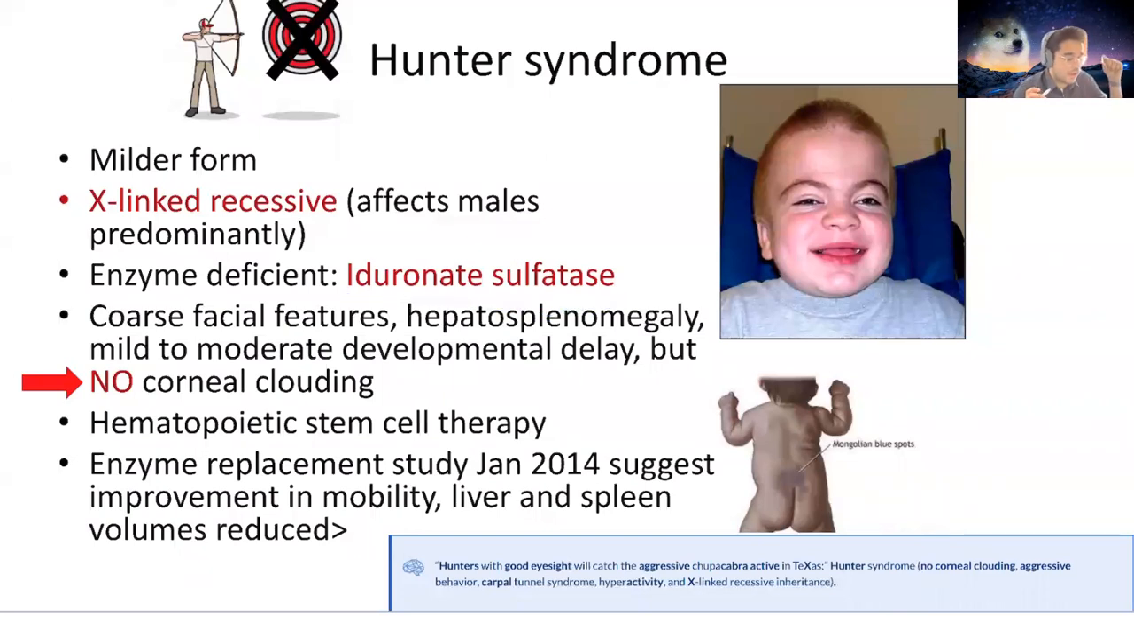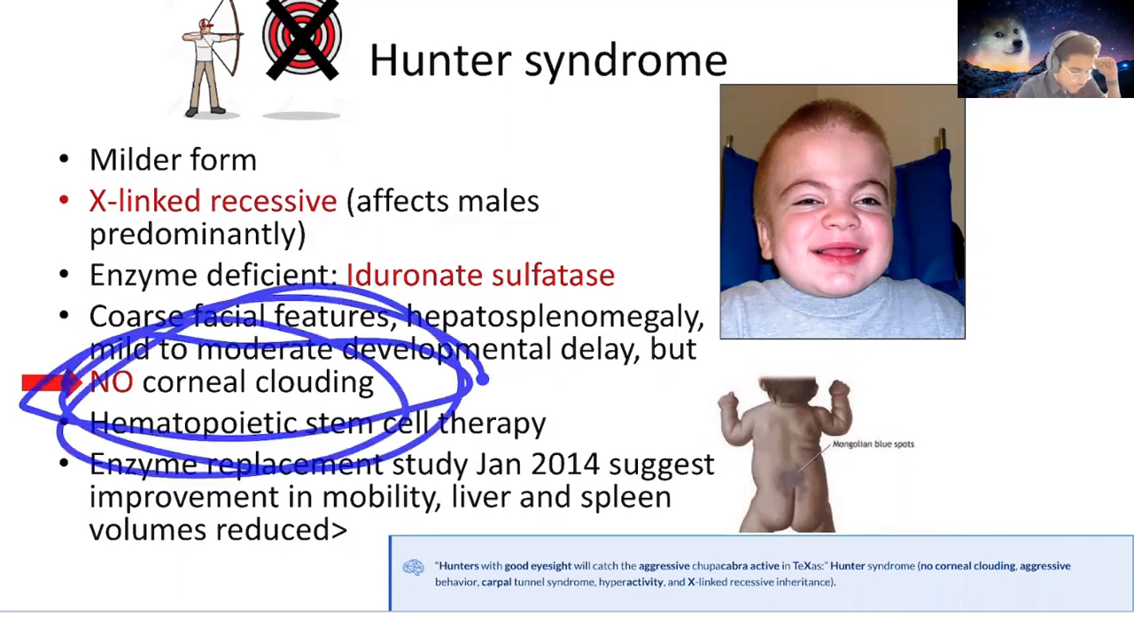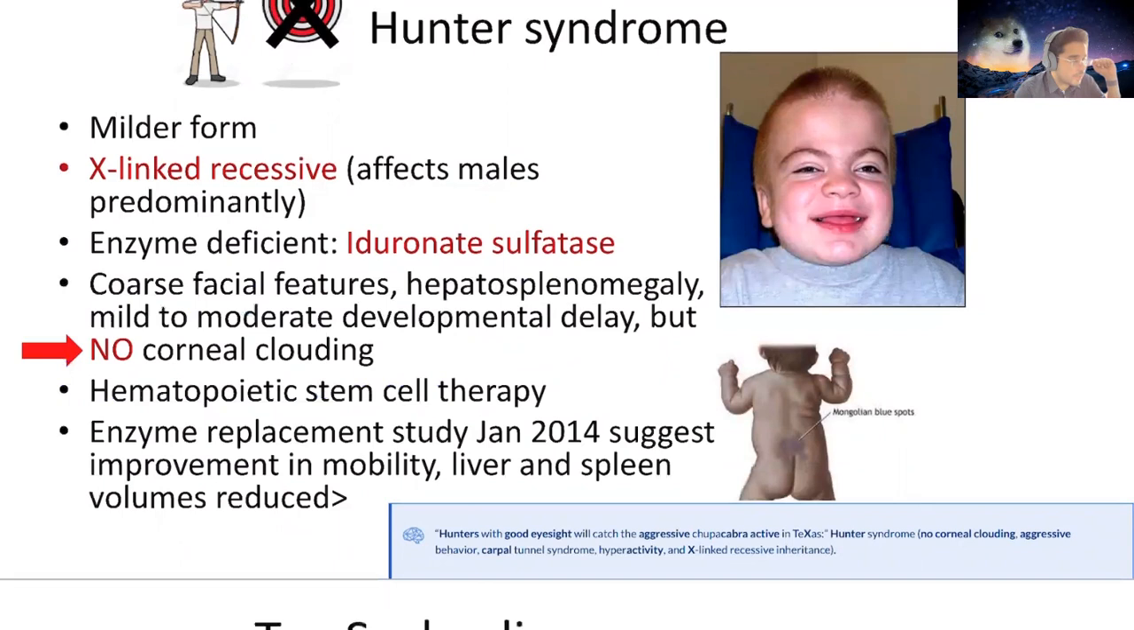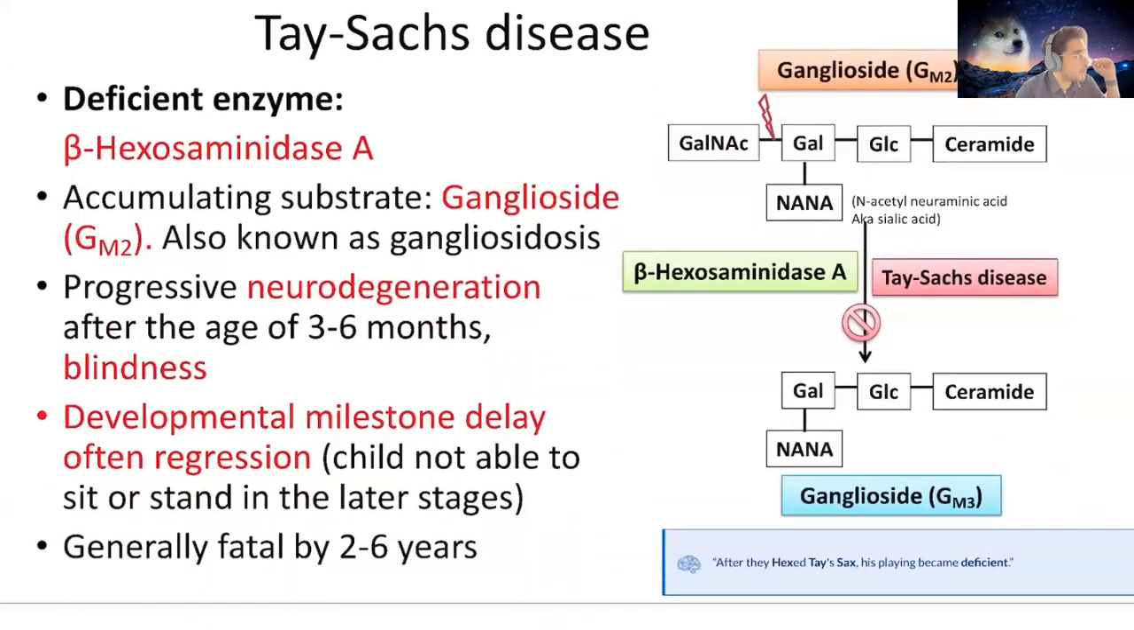Iduronate sulfatase, I can't pronounce these. And no corneal clouding, no corneal clouding. This is very buzzword, okay? Know that very well. You can also have these Mongolian blue spots. They are not often thrown in there, and it's very buzzwordy. So they typically just give you no corneal clouding and enzyme deficient that you need to know.